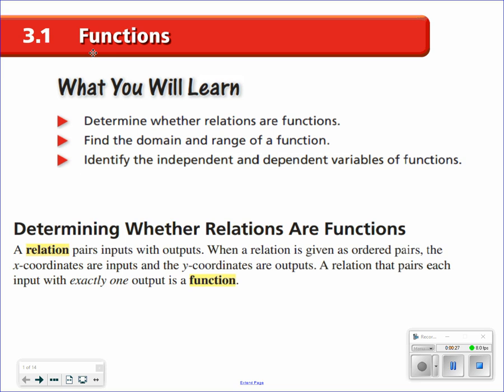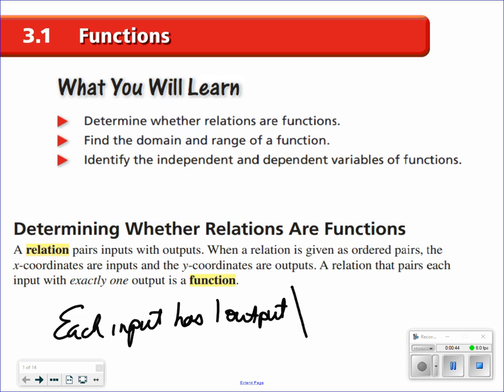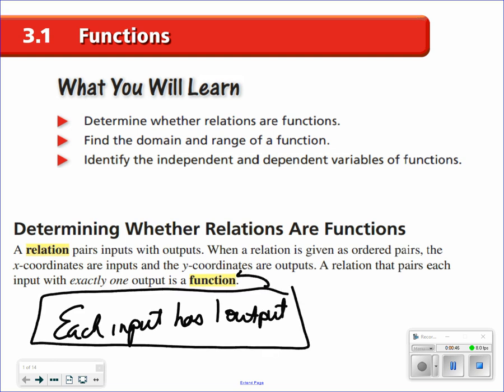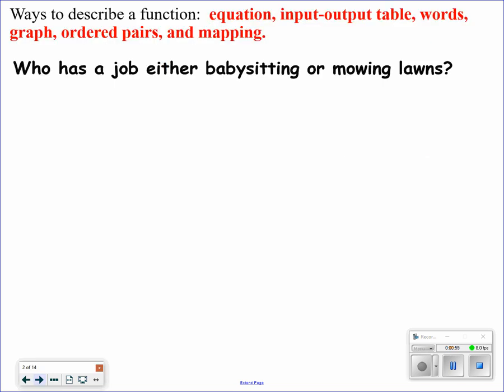Now, this is very important, and I'm going to write this down. Anytime you want to say something is a function, one of the two explanations that we will accept is that each input has one output. So if you want to say that something is a function, that is one of the two explanations you're allowed to give. That's your reason.